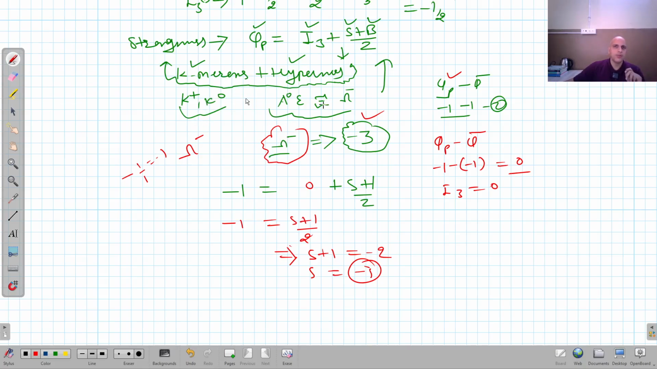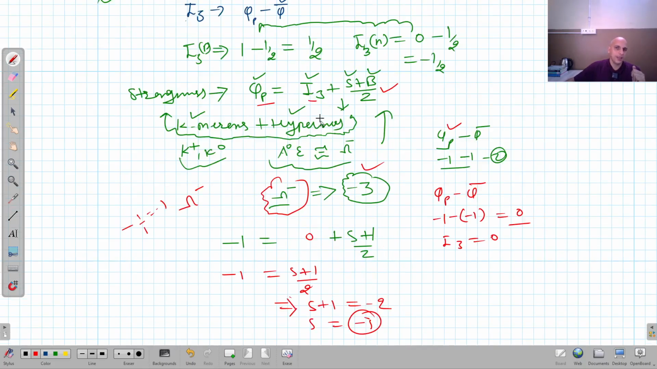So by using this formula, Q particle is equal to I3 plus (S plus B) divided by 2, we should take the help of this formula. But we can calculate these quantum numbers only if we know the family members of different elementary particles, right? All these things are connected. I3 should be clear, B should be clear.